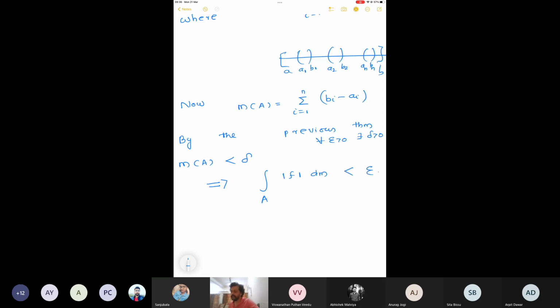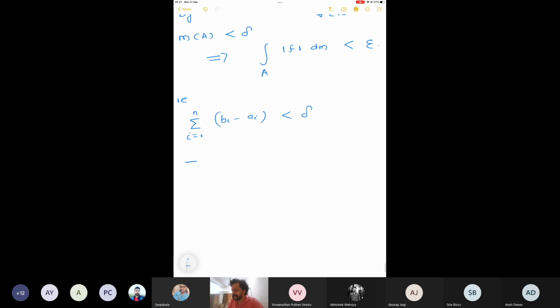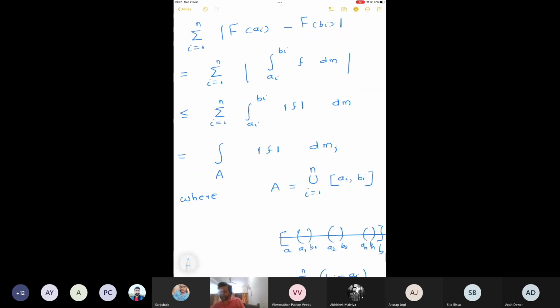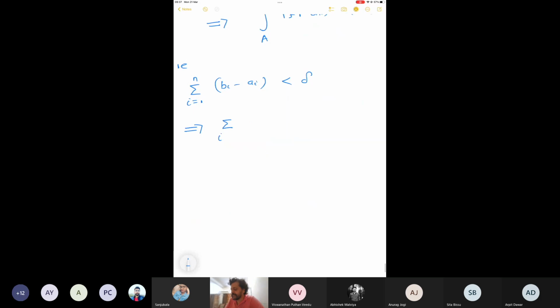This we know. What is the meaning of the measure of A less than delta? The summation i equals 1 to n of b_i minus a_i is less than delta implies that the integral over A of mod f dm is less than epsilon, so the summation i equals 1 to n of modulus of capital F(a_i) minus capital F(b_i) is also less than epsilon. Now what is this?